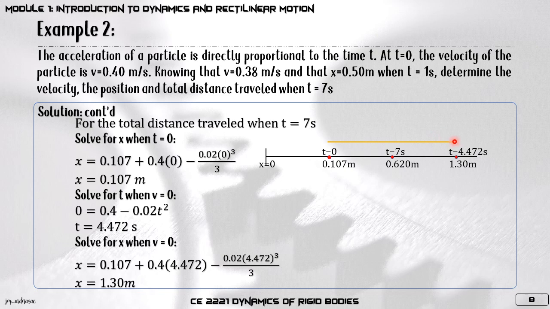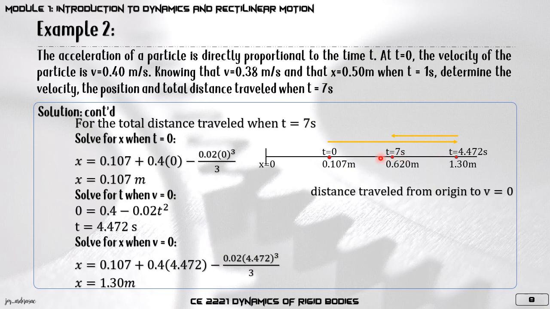But it hasn't reached 7 seconds yet. So the 7 seconds is between the time 0 and the time when the velocity is 0. So it means that the particle moved back towards the origin from 4.472. So meaning, for the distance traveled by the particle within 7 seconds, that will now be computed through 0 to 4.472 to 7 seconds.